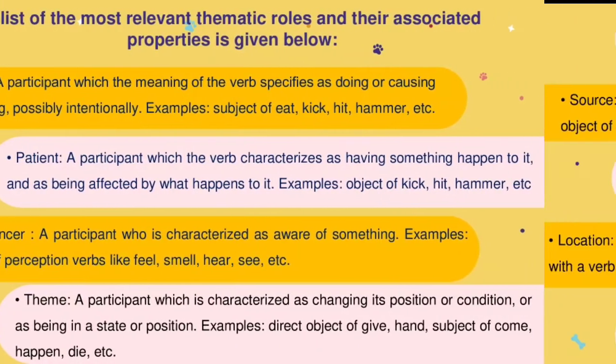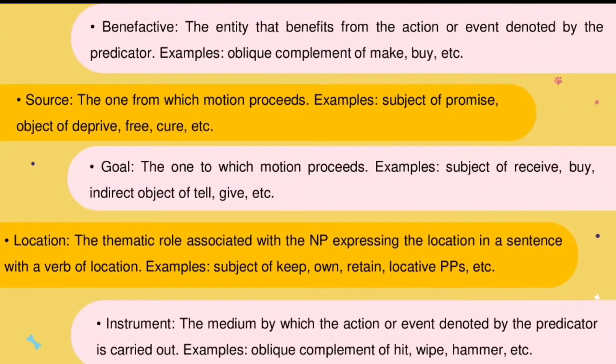Next, benefactive: the entity that benefits from the action or event denoted by the predicator. Example: oblique complement of make and buy. Source: the one from which motion proceeds. Example: subject of promise, object of deprive, free and cure.